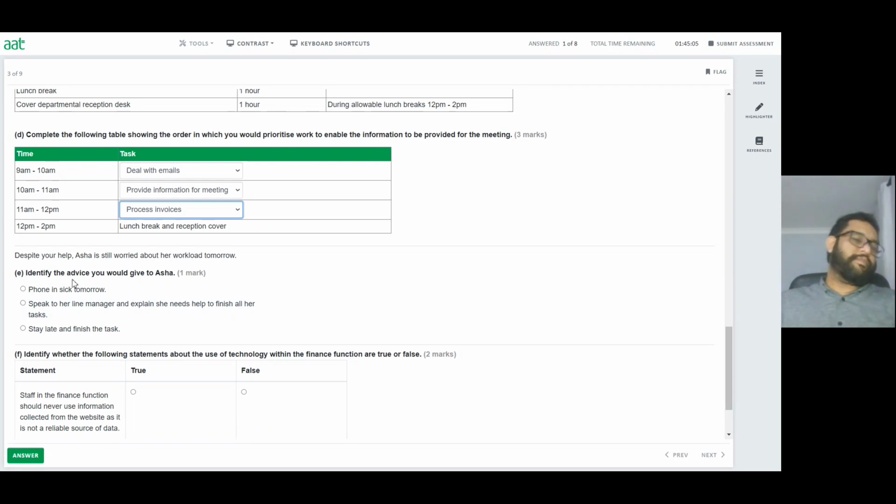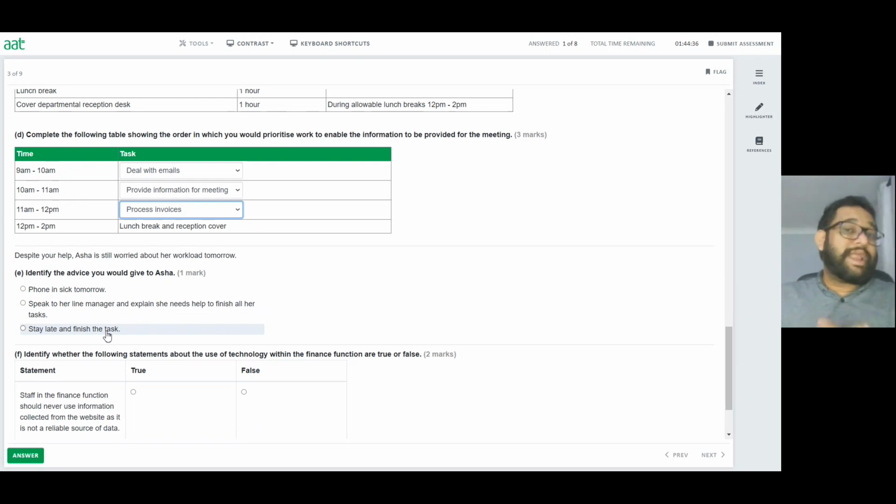So here, identify the advice you would give to Asha. Call in sick tomorrow. That's the worst. Not going to do that. Speak to her manager and explain she needs help to finish all her tasks. Okay. And the third one is stay late and finish the task, which we will not recommend, because to maintain a healthy lifestyle and work experience, it is very important you establish a good line of communication with your colleagues and your manager.